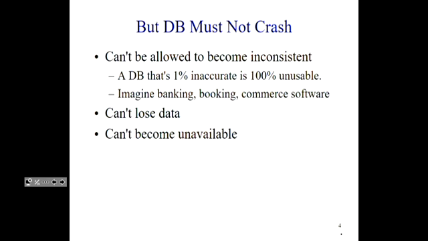Okay. So a database system must not crash. It can't be allowed to be inconsistent. There is a saying: a database that's 1% inaccurate is 100% unusable. This is true. If a banking software is 1% inaccurate, it's 100% unusable, right?